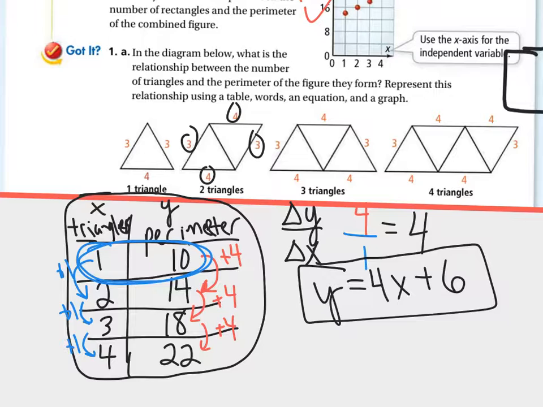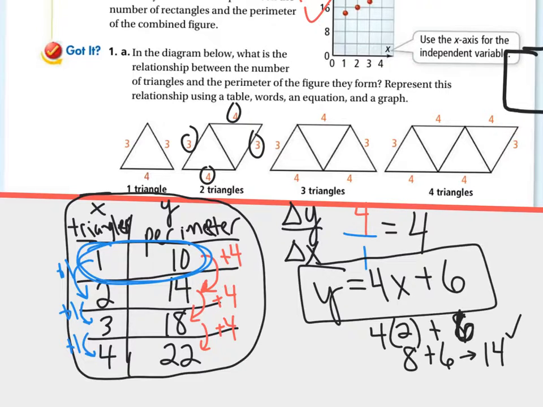It's always a good idea to check it. So if you look at your next point, if you put a 2 in, we want to get 14. So 4 times 2 is 8. All right, I wrote the wrong number here. 4 times 2 is 8, and then 8 plus 6 is 14. So that works. You can check it with the other ones also, and they will work as well. So that would be our equation.